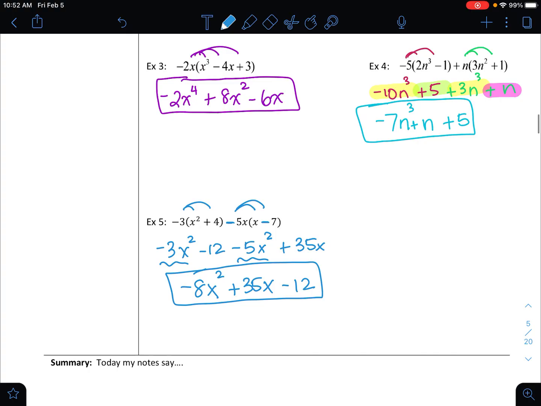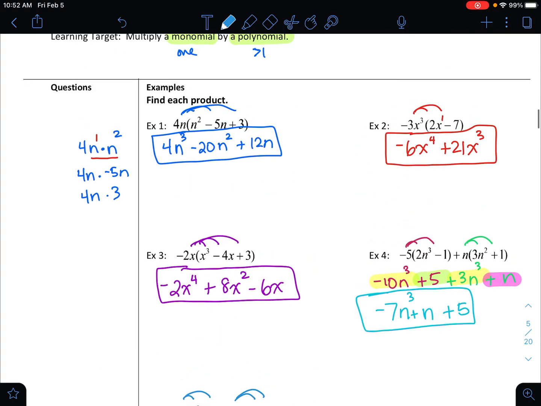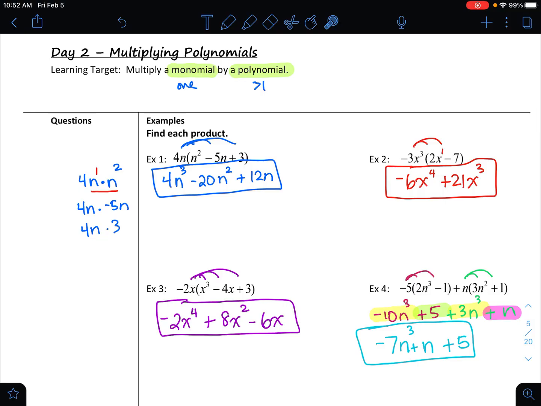Okay, so that lesson is multiplying a monomial by a polynomial. So I want to just kind of show you here. So 4n is a monomial. This is a trinomial. The second one is a monomial times a binomial. Okay, so we're generally just doing the process of distributing.